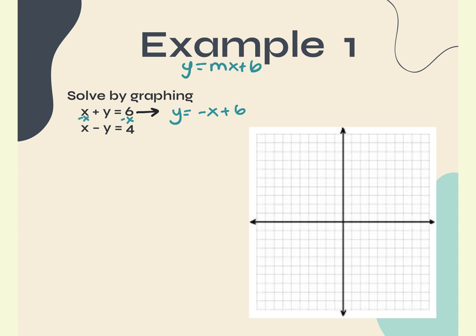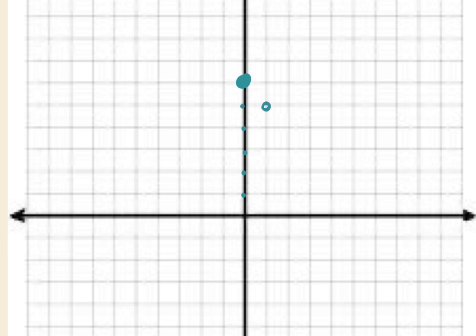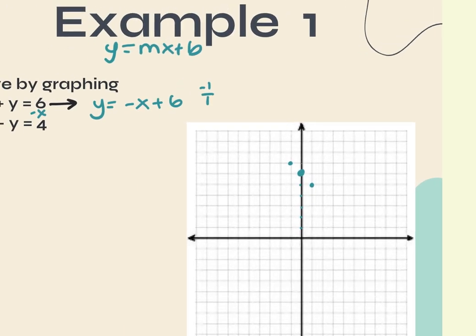My b is 6, which tells you you're going to start 1, 2, 3, 4, 5, 6 on the y-axis at 6. And your slope is what? Negative 1, so which would be negative 1 over 1. That's down 1 and to the right 1, or up 1 and to the left 1. It doesn't matter which direction. Down to the right 1. It's negative, and when negative, it goes down. Okay, and that's the first line.